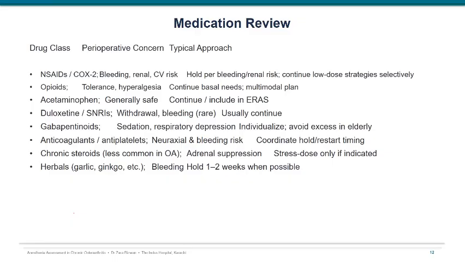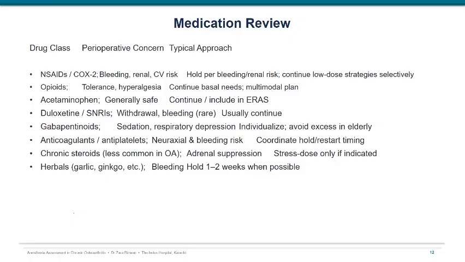But we know there are high chances of tolerance and hyperalgesia in those who are taking opioids. Acetaminophen is generally the safe option which patients are taking, and we continue that because it's also in our ERAS protocol that I'll share later. Duloxetine, an SNRI: most of the patients are taking antidepressants, and their sudden discontinuation will result in withdrawal and bleeding. Although rare, withdrawal symptoms can occur, so we usually continue them. Gabapentinoids are usually avoided in the elderly population in higher doses, but can be continued in low doses.